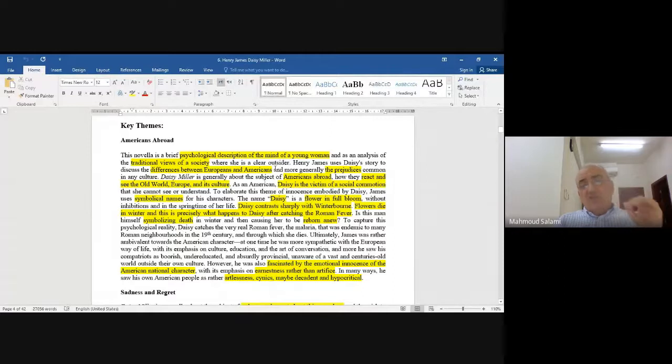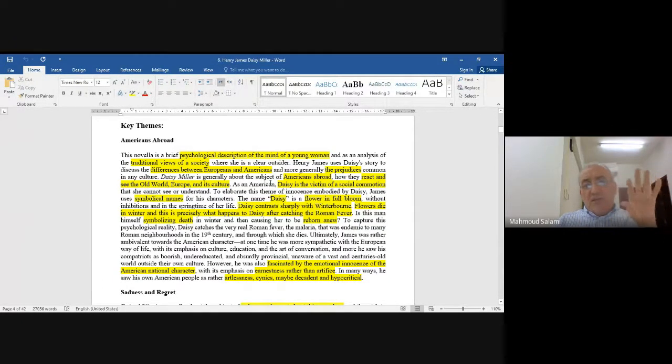It is a psychological description of her, the way she behaved in that strange society. She is a stranger in Europe, and the way she was judged and prejudged was wrong, if you like. So Henry James uses Daisy's story to discuss the differences between Europeans and Americans, and more generally the prejudices. This is the idea I was saying, the prejudice. The prejudice is common in any culture.